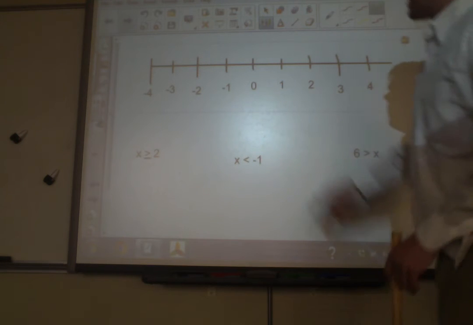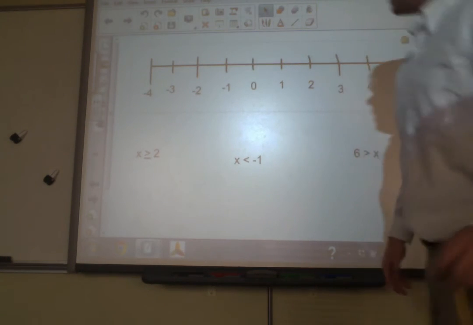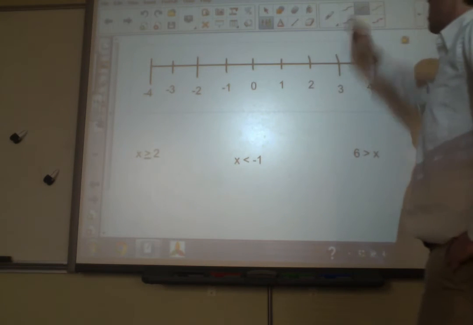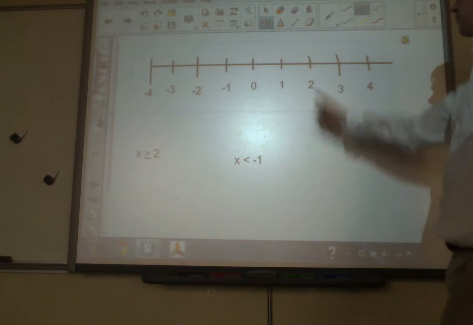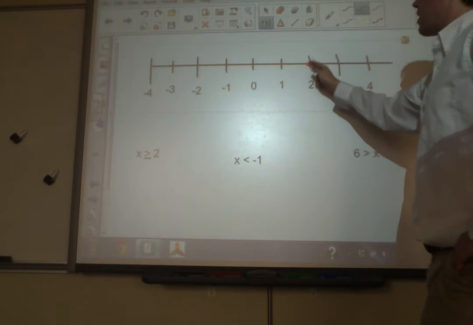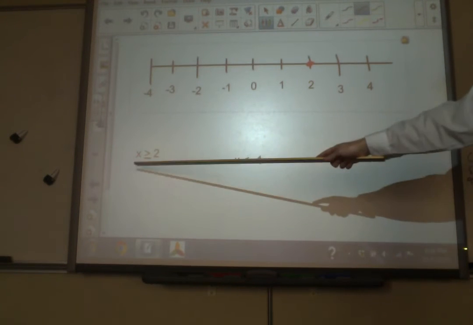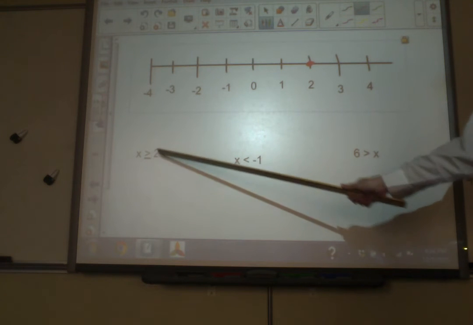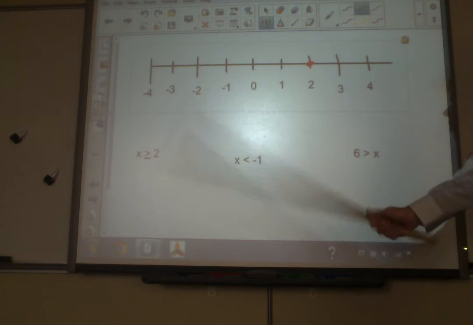All right, here we've got, let's start with the inequality on the far left here. X is greater than or equal to 2. Okay, well, just like if it were an equation, the first thing we need to do is find +2 on our number line. Here it is, +2. We're going to put our dot on +2. And now let's think to ourselves, what does this inequality mean? It means x is greater than or equal to 2. X is any number in the world that's greater than or equal to 2.